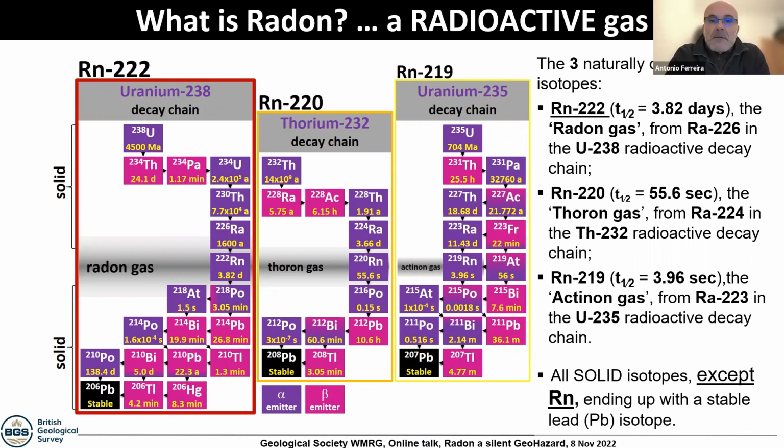The 3 series are made of solid isotopes, except radon, which is a gas. And they all end up in a stable lead isotope. Radon-222 shows the highest radiologic concern of the 3, as its half-life is long enough to allow it to move away from the source and accumulate in confined spaces.